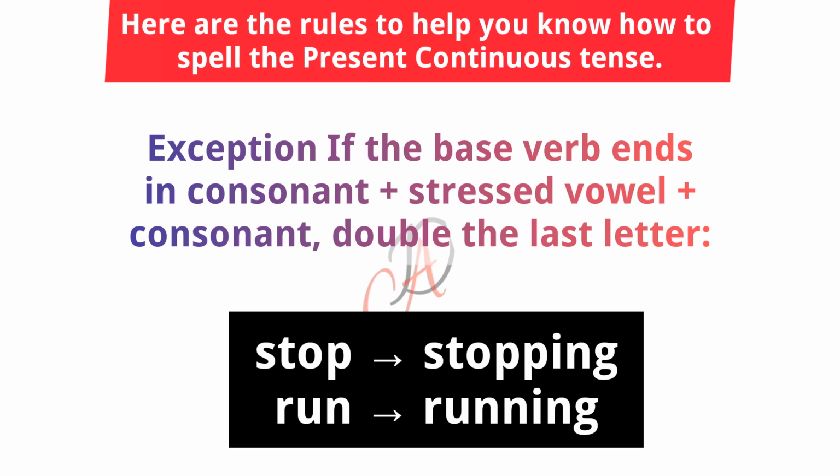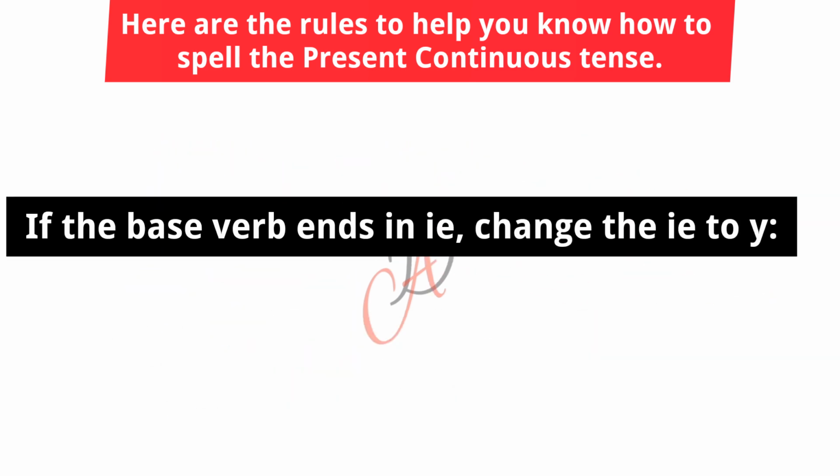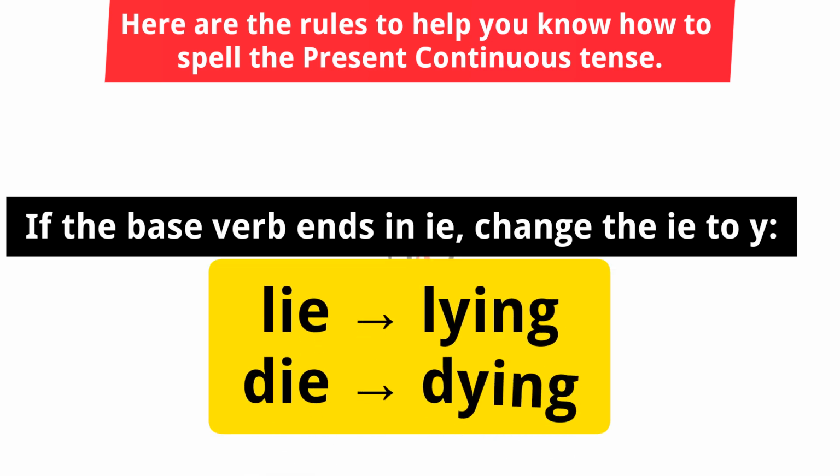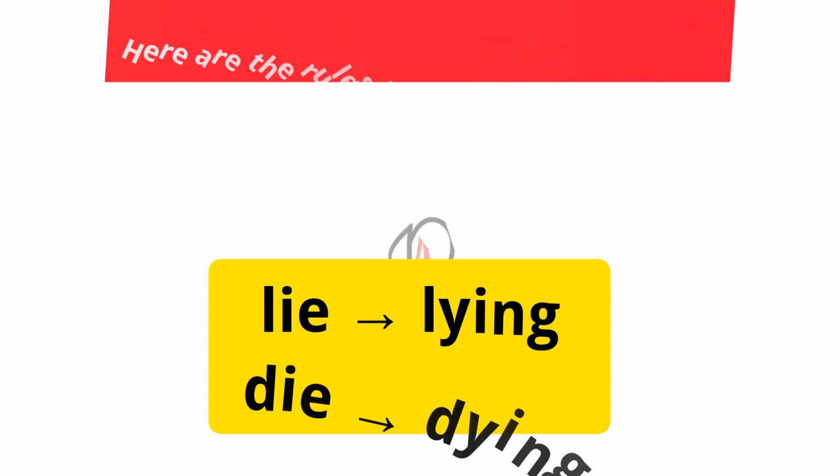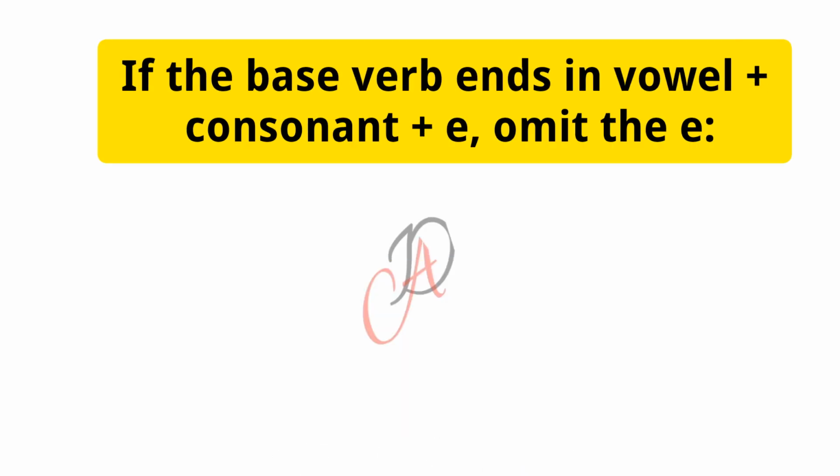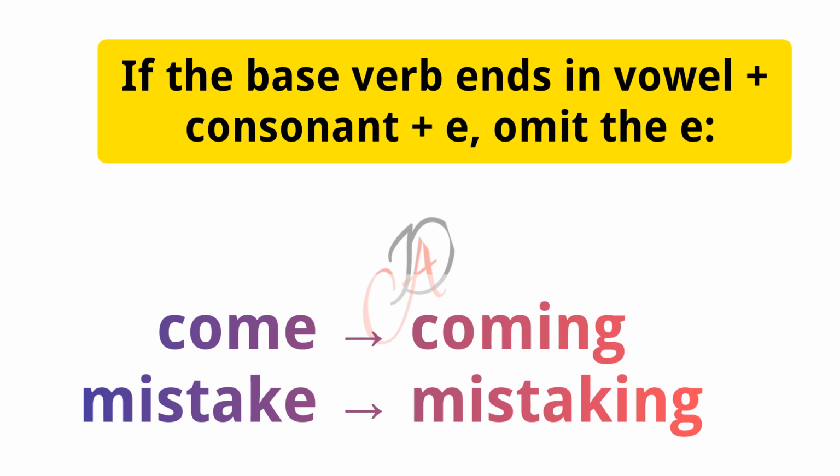The next one is if the base verb ends in ie, change the ie to y. For example, lie, lying, die, dying. And the last one is if the base verb ends in vowel plus consonant plus e, omit the e. For example, come, coming, mistake, mistaking. You can notice that we have removed the e when we use that verb in present continuous tense because it ends with vowel plus consonant plus e.